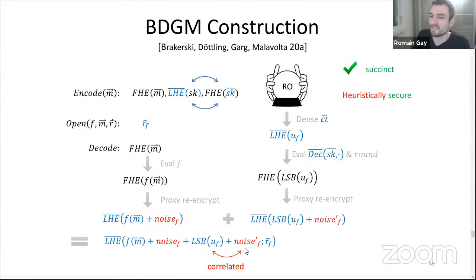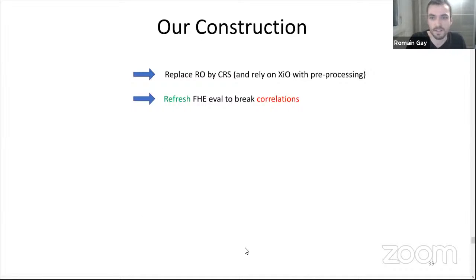But, well, in practice, it's not clear how to use this correlation. So that's where the proof stops and the heuristic begins. They say, well, okay, you cannot exploit it in practice, so let's assume this is secure. So in fact, heuristically, it is secure. So our contribution was to replace these heuristic arguments and get a provable security under this SRL assumption, circular SRL assumption. So the key idea is to first replace the random oracle by a CRS. As Giulio mentioned, we can rely on XIO with pre-processing. That's sufficient for IO. So then we can afford to have CRS.